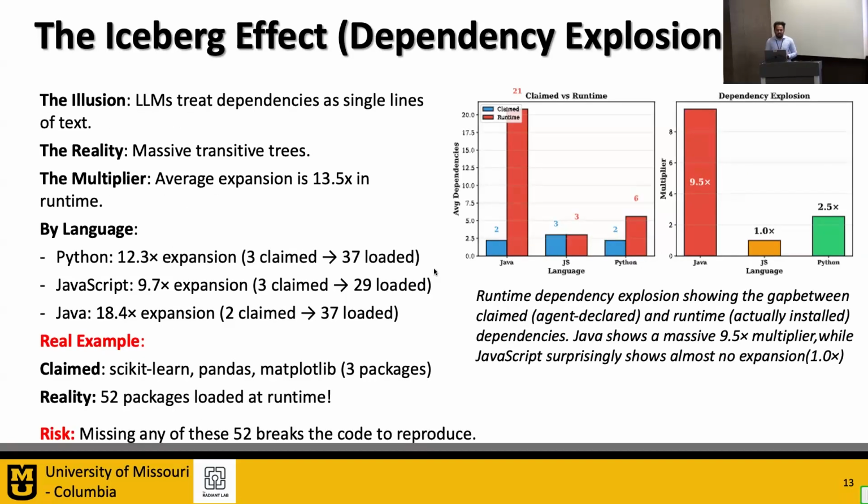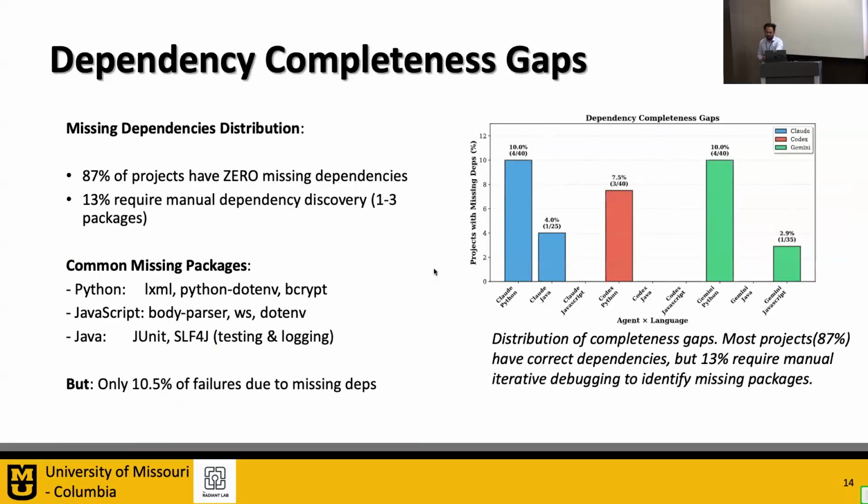LLMs treat dependencies as a few lines of text. In reality, dependencies form massive transitive trees, and dependency resolution is an NP-hard problem. Each dependency we list might expand 13.5 times in our evaluation, like NumPy, which brings in all the transitive dependencies it needs. We call this the iceberg effect, where the LLM sees the tip and lists the direct dependencies, but beneath the surface, a Java project asking for 2 libraries might actually load 37. And the risk is simple: missing any one of these can break reproducibility.